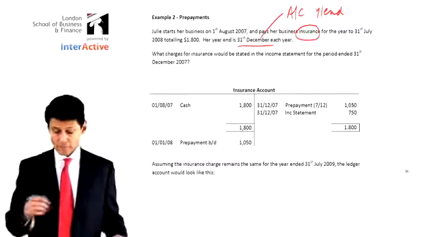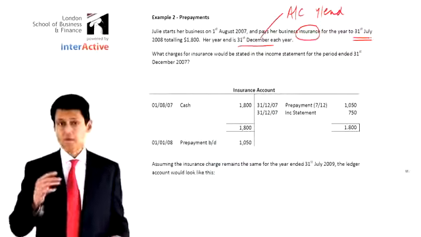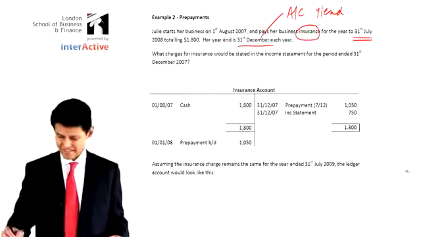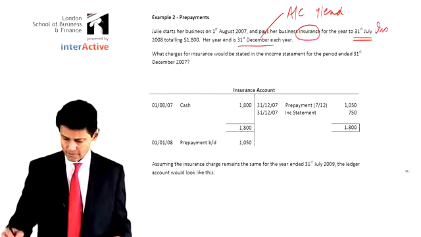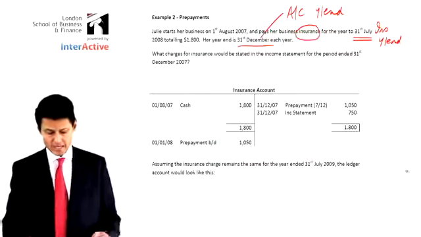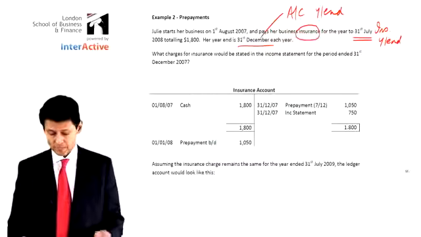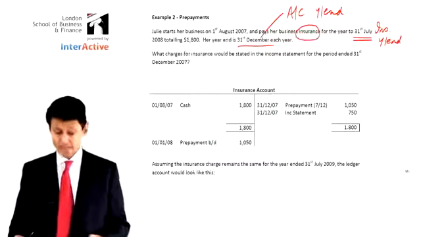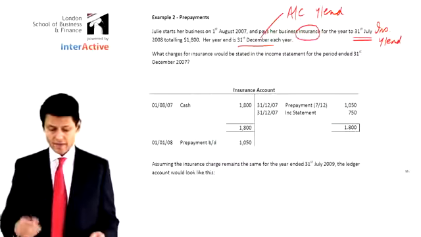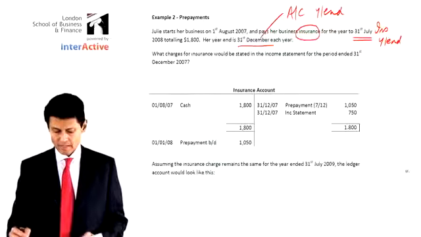Of course, her insurance year end is the 31st of July, and there's some problem because those dates are different. This is the insurance year end. By contract, she's paying year by year, 12 months at a time. What charges for insurance should be stated in the income statement for the period ended 31st December 2007 is the question. Now, I'll just explain the note as it stands.